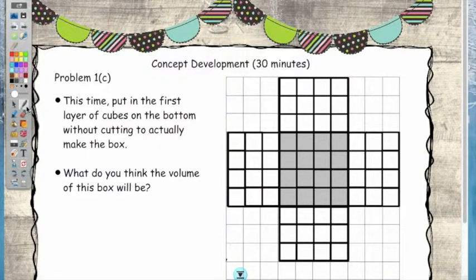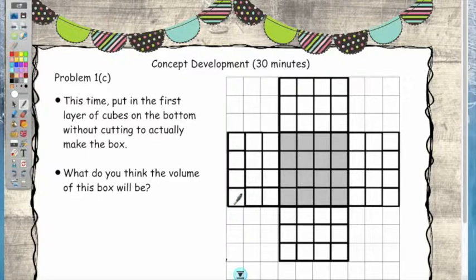So on this one, what was this base layer? How many were in it? 16. And how many layers tall was this figure? 3. So 16 times 3. 48. 48. Did anybody get that right to start with before you ever did it?